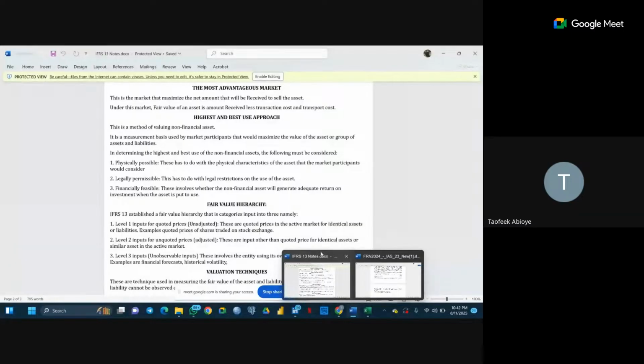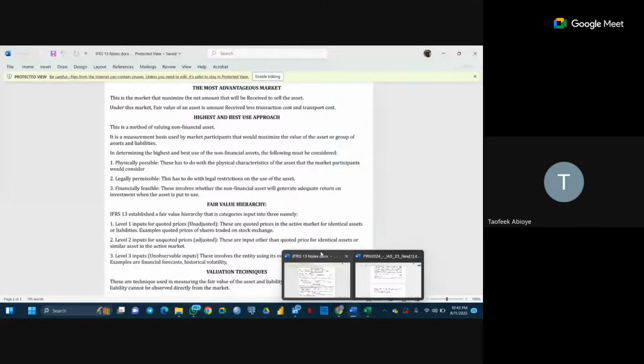So we have the fair value hierarchy. What do they mean by fair value hierarchy? Before we can call it, okay, this is the fair value of a particular asset, there is a hierarchy in it. There are some stages that we can use in determining the fair value amount. Level 1, input for a quoted price. These are the quoted prices in the active market for identical assets or liabilities. Example, quoted price of shares traded on a stock exchange. What do they mean by input of a quoted price? It means that for assets of the same category, you can use the value of asset A to know that, so far asset A is this value, asset B can also be this value because they are of the same category. So that is level 1 input.